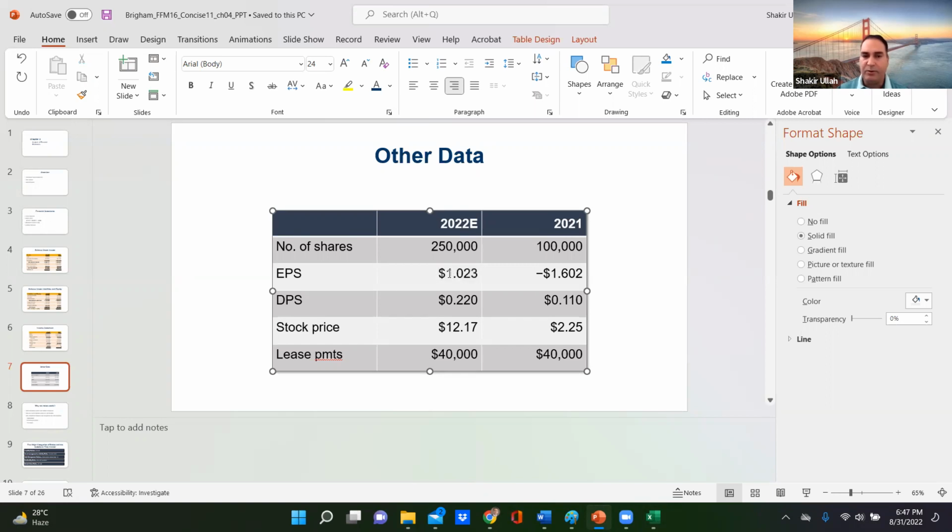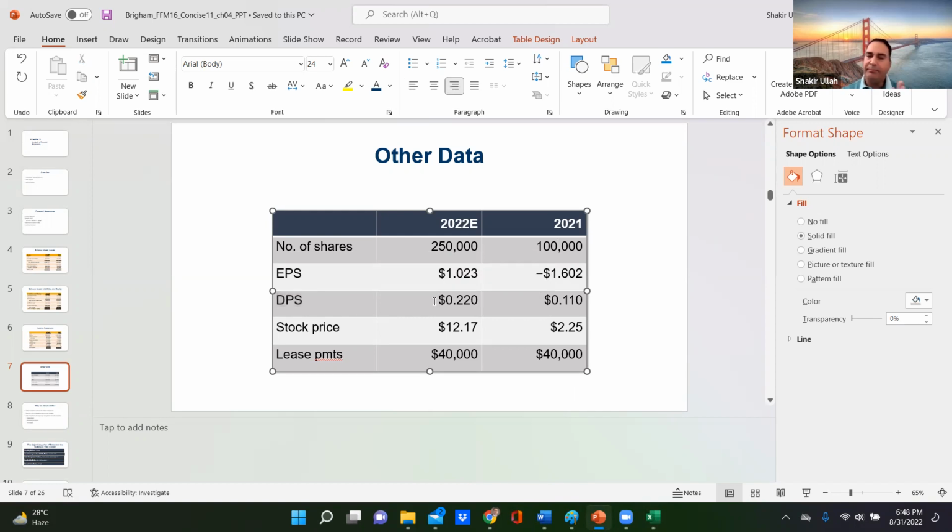That means the company earned $1.023 for each share of the shareholders. Last year, if you look at that number, the EPS was a negative number, which means that the company lost $1.6 for each share of the shareholders. So if you were holding, let's say, 100 shares of this company last year, you lost 1.6 for each share. You multiply that with 100, that means you lost $160 last year. Make sense?